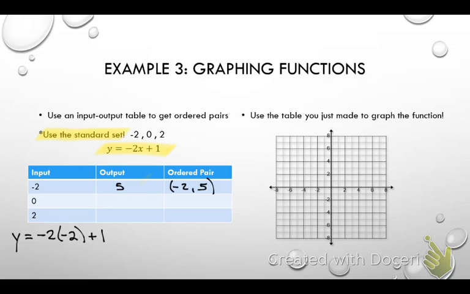What's our output value when we plug in 0? It's going to be 1, so it's going to be 0, 1. And what's our output value, Ethan, when we plug in 2? -3, so that matches up to make an ordered pair. Okay, and then we plot the points over here on our graph: -2, 5, 0, 1, 2, -3.